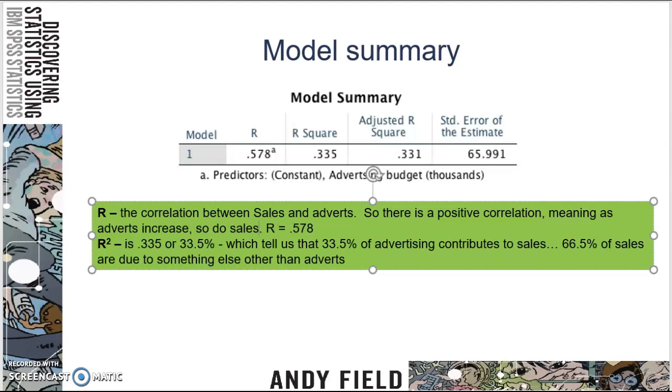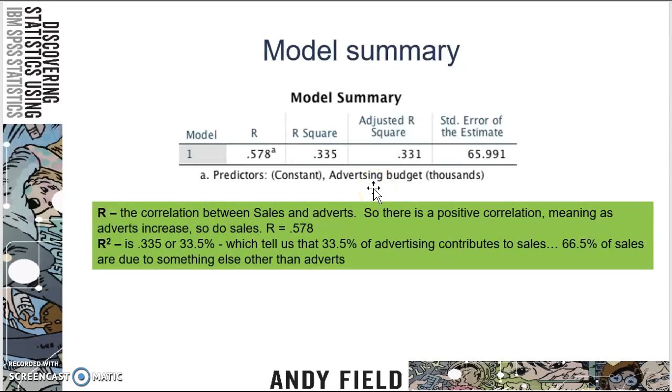Okay, so when you run a regression, and this is just a simple regression because you've only got one variable in here, what you are going to get is your very first table, which is going to give you a model summary. You'll notice in your model summary, it tells you down here your predictors. You've got a constant and you've got an advertising budget, and I'll show you that here in a moment.